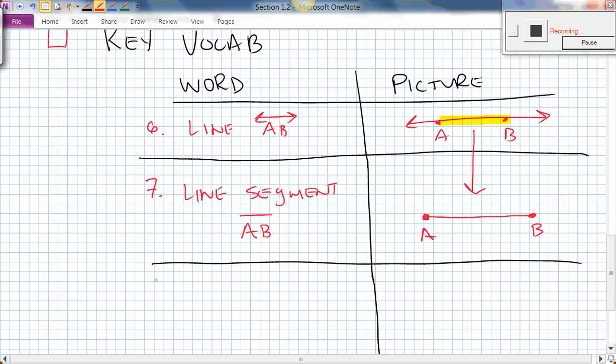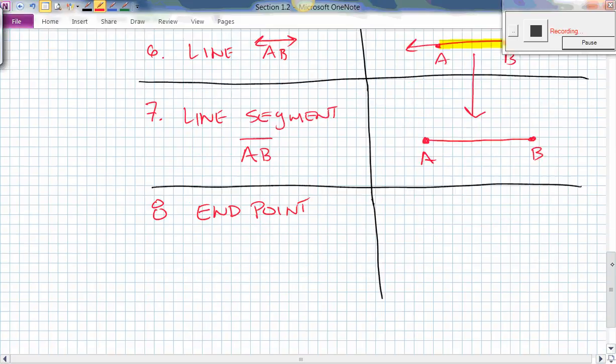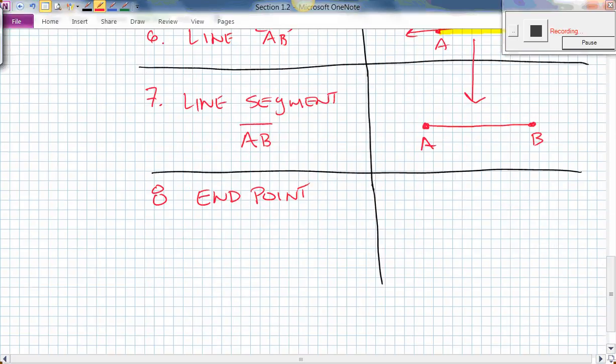Number 8 is endpoint. Yeah, I can hear that. Remember, let's turn our cell phones off. Off, not on vibrate, because you can still hear the vibrate right now.